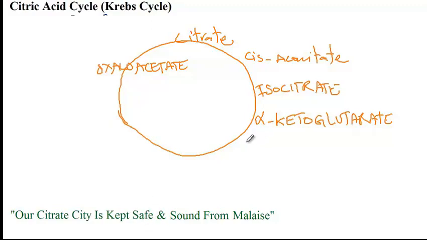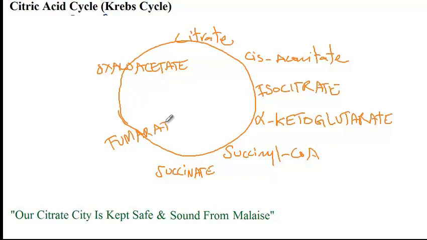Safe stands for succinyl coenzyme A. Sound stands for succinate. From stands for fumarate. And then malaise stands for malate. Alright, so now you know all the different molecules involved in the citric acid cycle.